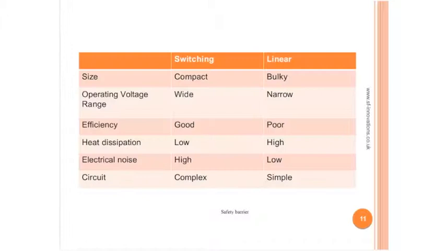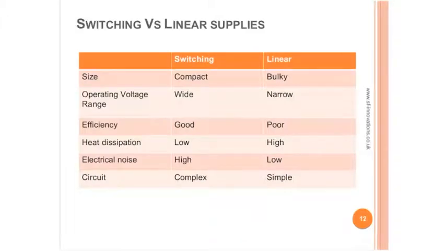So let's have a comparison between switching and linear power supplies. Linear power supplies are quite bulky, switching is compact. Wide operating voltage range. So if you're designing products for an international market, a switching power supply is a good idea because they work effectively from 90 volts right up to 250 volts. So it's good. You don't have to change your designs for markets where the voltage may be 110 volts. Good efficiency, low heat dissipation.